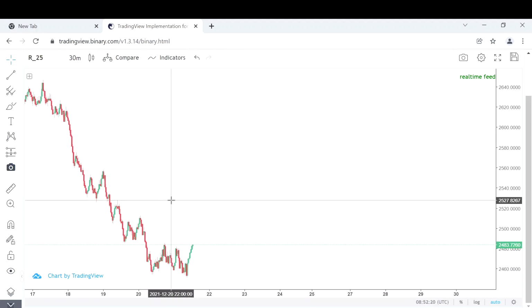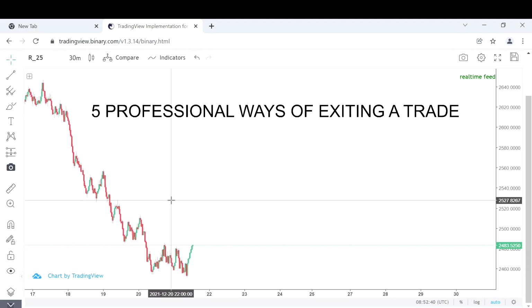Either following your strategy or just trading rapidly, this is applicable on all markets: the forex market, synthetic market, and the crypto market. You can use this pattern to exit any trade you are in, either swing trade, day trade, or as a scalper. I'm going to be educating you on five professional ways of exiting a trade.